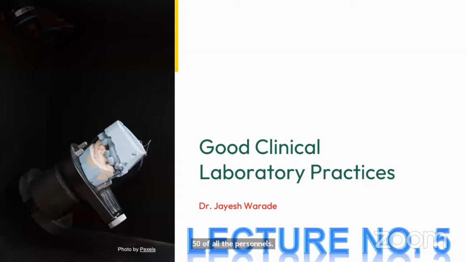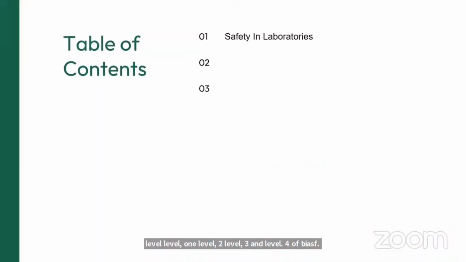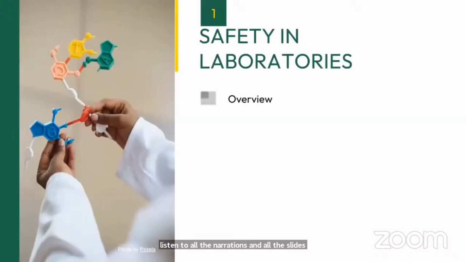And apart from that, we are also going to see in this session the levels of biosafety. There are level one, level two, level three, and level four of biosafety, and those also we are going to see in this session. This topic is more of a narrative, and there may not be much explanation, so please listen to all the narrations and slides carefully. If you have any doubt in between, you can put it into the Q&A box.